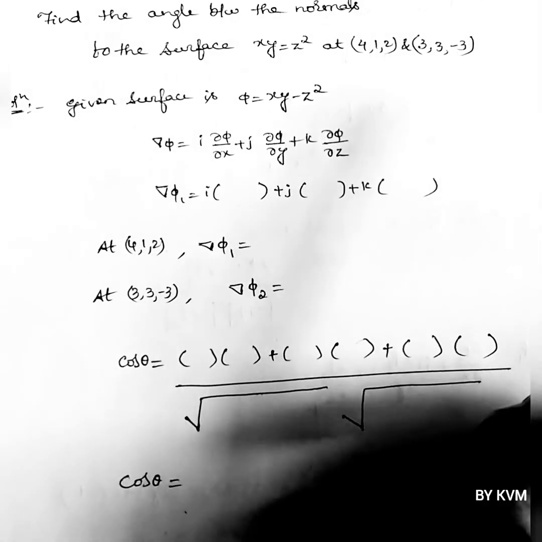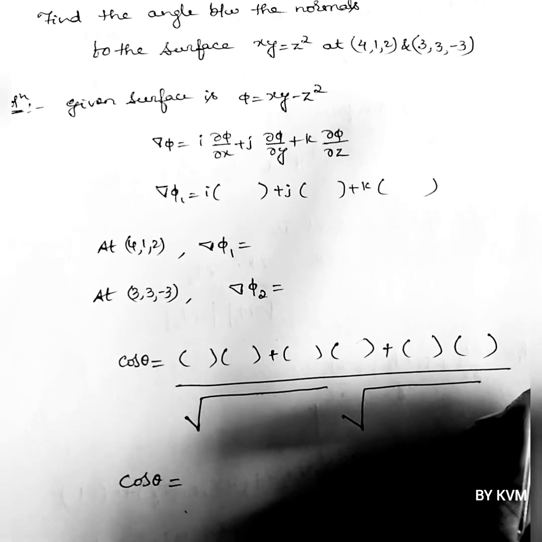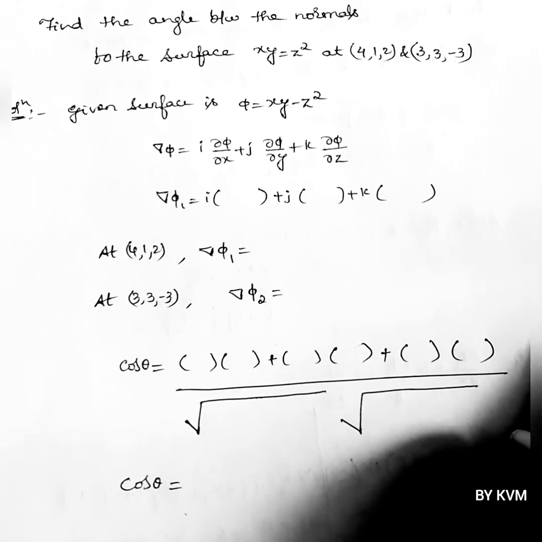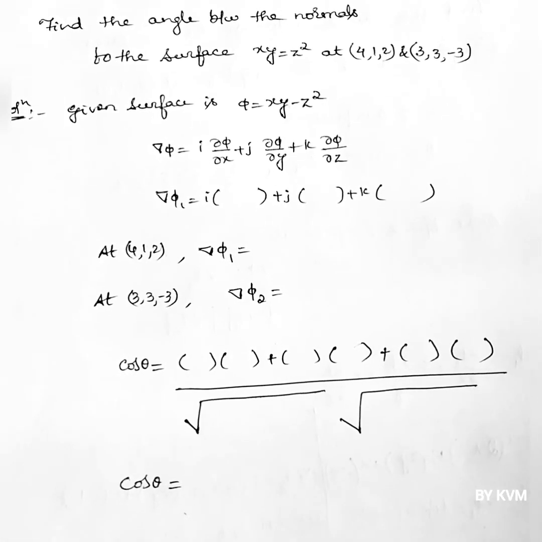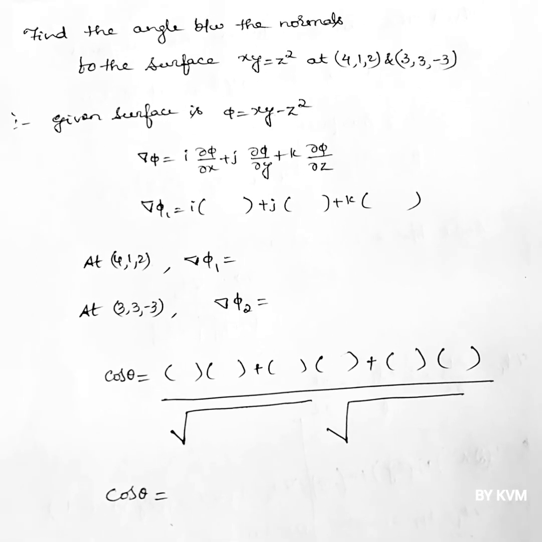So the next problem is find the angle between the normals to the surface xy equals z square at 4 comma 1 comma 2 and 3 comma 3 comma minus 3. So in the previous problem we calculated angle between the two surfaces, but here only one surface is given. We have to find angle between the normals to that surface at two different points.